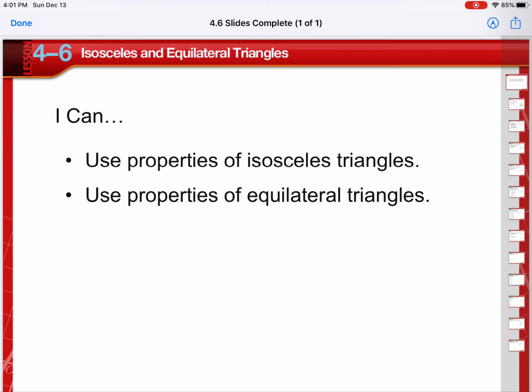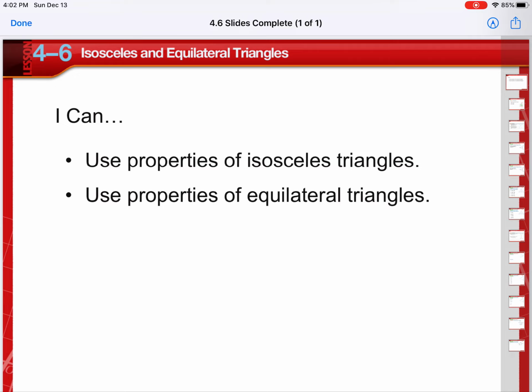Okay, so today we're kind of taking a step back almost, and we are going to be using properties of isosceles and equilateral triangles. Largely, this will be done in an algebraic fashion, which we're all going to love. For some reason, we just don't like using algebra, but it's a skill that we need to work on. So, it should be an enjoyable experience. Anyway, I can use the properties of isosceles triangles and I can use properties of equilateral triangles. That's our goal by the end of the day.